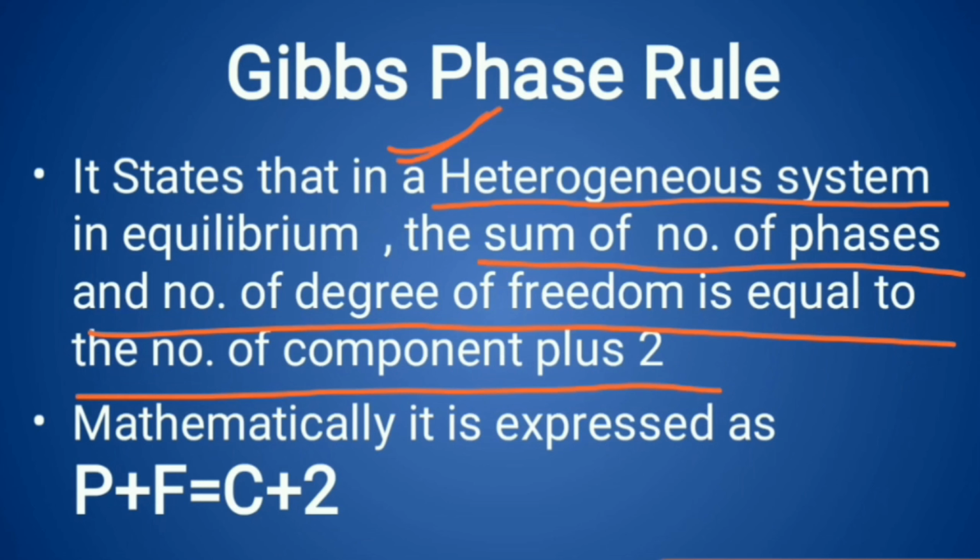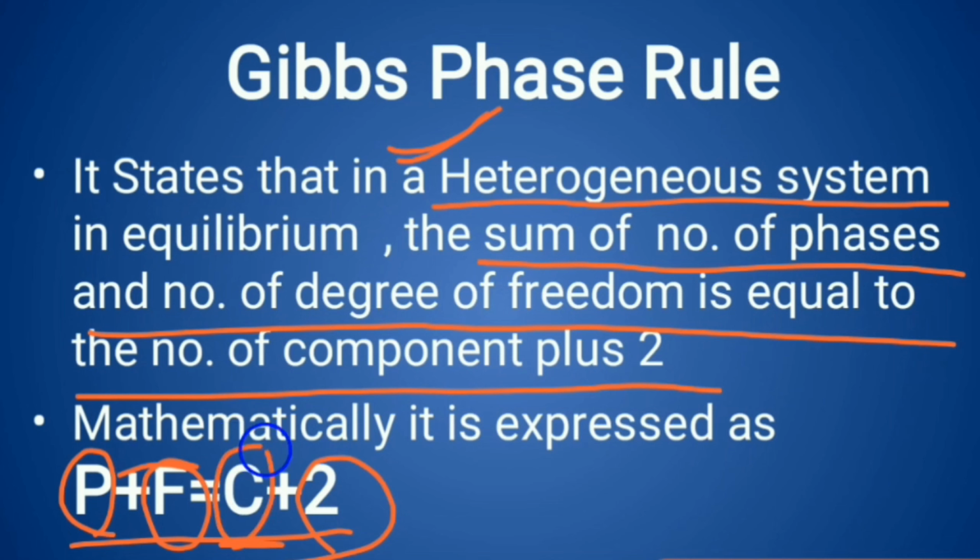So this is all about this. P is the number of phases, F is the degree of freedom, C is the number of components, and plus 2. Now, what phases are, you know, but what degree of freedom is will be discussed later. It is very important and it will be discussed. C is for the number of components, and it will also be discussed.